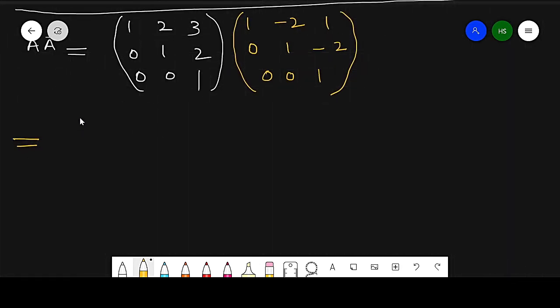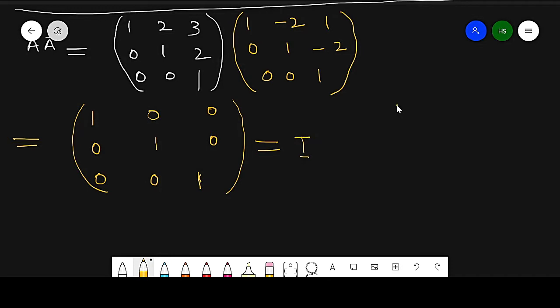So if we multiply, the first term will become 1, and the next will become -2 + 2, which is 0, and the next will become 1 - 4 + 3, again 0. Similarly this is 0, similarly this is 0, and -2 + 1... this will be 1, and the next is 0, so again 0, 0, 1. So what is this? It is an identity matrix.